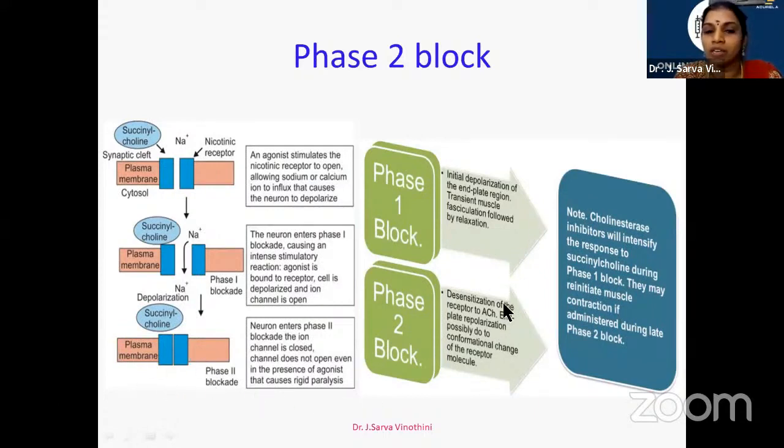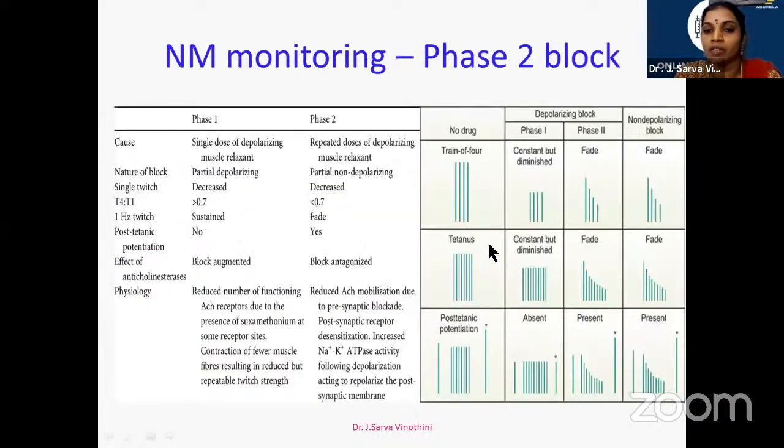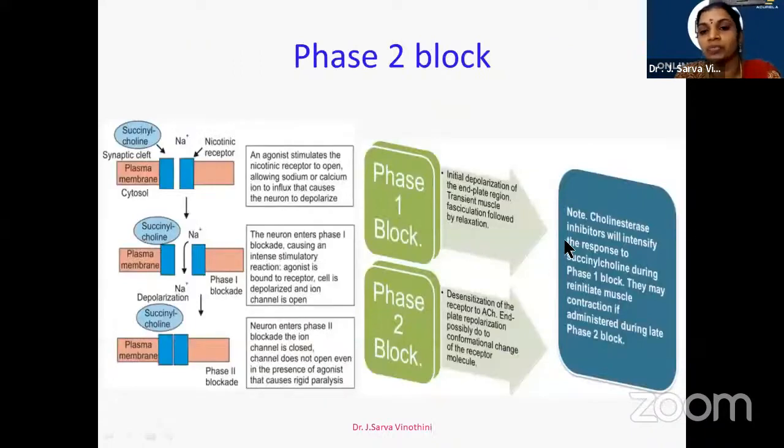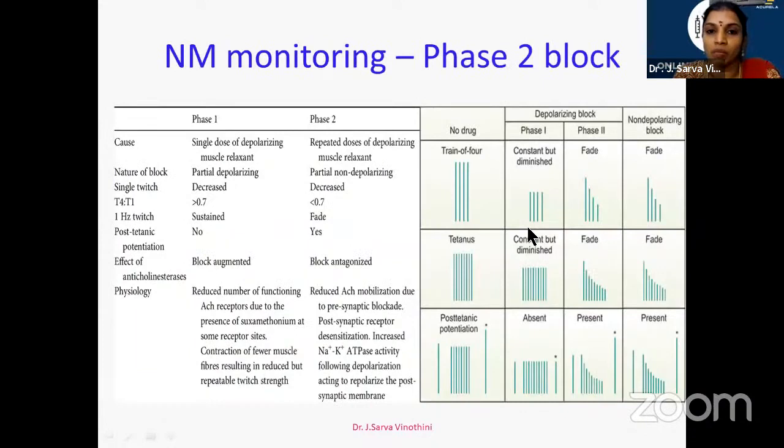So what is the difference here? There is a desensitization of this acetylcholine receptor. So no depolarization occurs at all, whereas in phase 1, we saw that depolarization occurs. Why should we know that? Because if the patient is in phase 2 block, if we administer anticholinesterase enzyme, then that will aid in the resumption of the neuromuscular transmission. But if the patient is in phase 1 block and we administer anticholinesterase enzymes like neostigmine, we will be aggravating the phase 1 block.